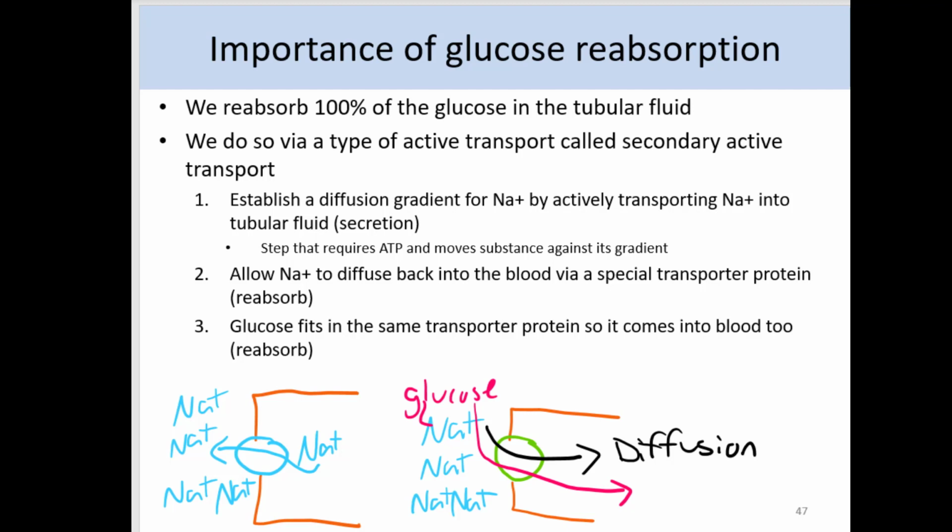This is considered active transport because this beginning process here requires ATP, and we are moving the sodium against its concentration gradient. So that's how we define active transport, right? Moving a substance against its concentration gradient and using ATP to do that. So this beginning part requires ATP, but the second part here doesn't. So that's why it's kind of a little bit tricky in terms of identifying it as active transport.